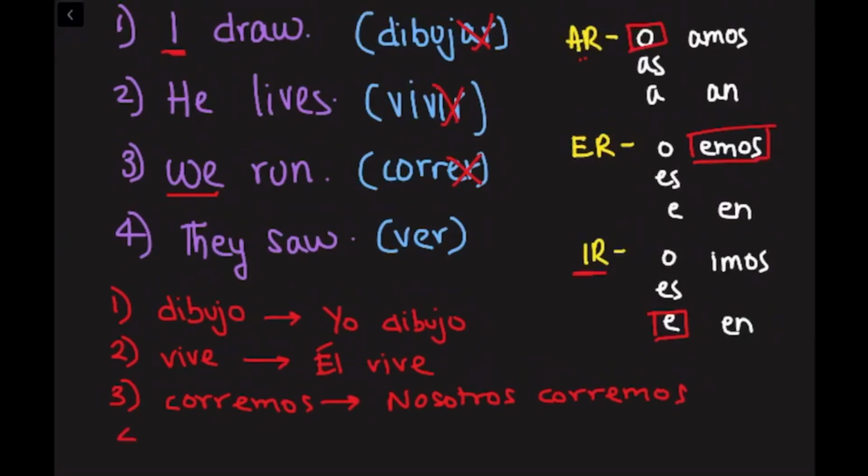Now the last one, or the fourth one. To find the stem of the verb ver, we cross out the last two letters, which are the E and the R, and we end up with the stem V, just a V. And then I see that this is an ER verb, and we're looking at the ellos or they form. So I go to the ER table, and I look at the they form, and I see that it ends in an N. So I add an E and an N to the end of my verb, and I end up with the verb ven. So the sentence translated would be ellos ven.